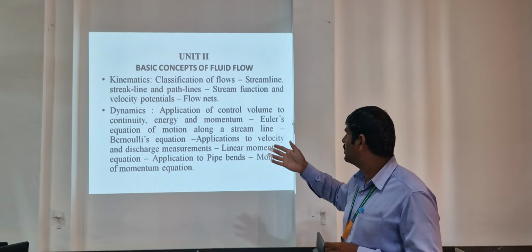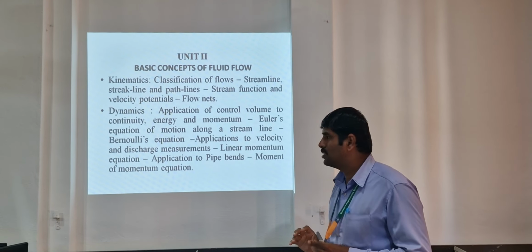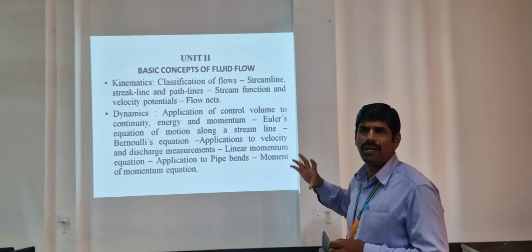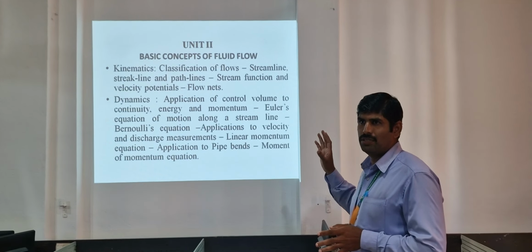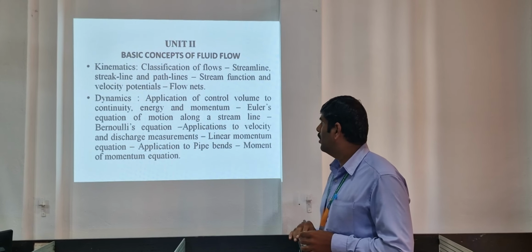Next, streamline, streak line, path line. These come under lines. Then stream function and velocity potential function. Flow net is nothing but a drawing obtained when the velocity potential and stream functions join together. These we are going to study in detail in fluid kinematics.